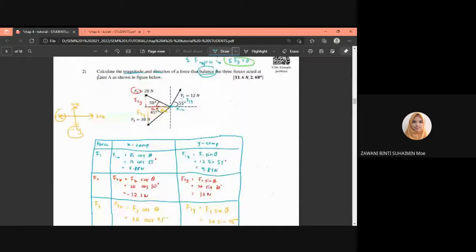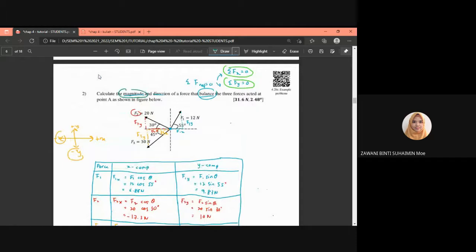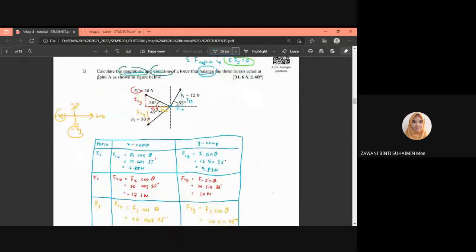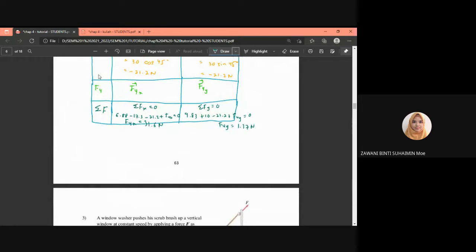Itu baru dapat F4 in X component dan Y component. Soalan minta dia punya magnitude dan direction. So you need to apply formula magnitude dan direction. Maksudnya dia akan jadi, F4 hat, F4 in X component square plus F4 in Y component square. Carilah magnitude, masukkan saja value. F4 in X component, kita ada 31.6.